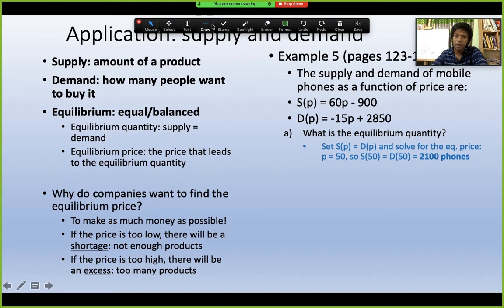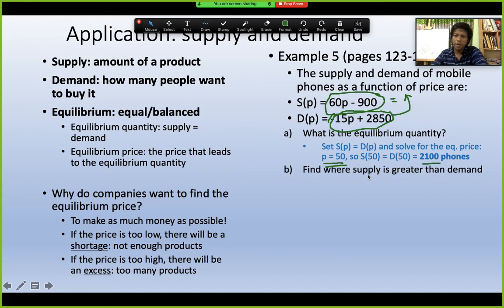How do we do that? We just write this function equal to this function, this whole thing here. Then you do some calculation and you will find P equals $50. Then if you put the value of 50 in either equation, you will find the answer is 2100. That means for this situation, $50 is the price of the mobile, and if they charge $50, they will sell 2100 mobile phones.